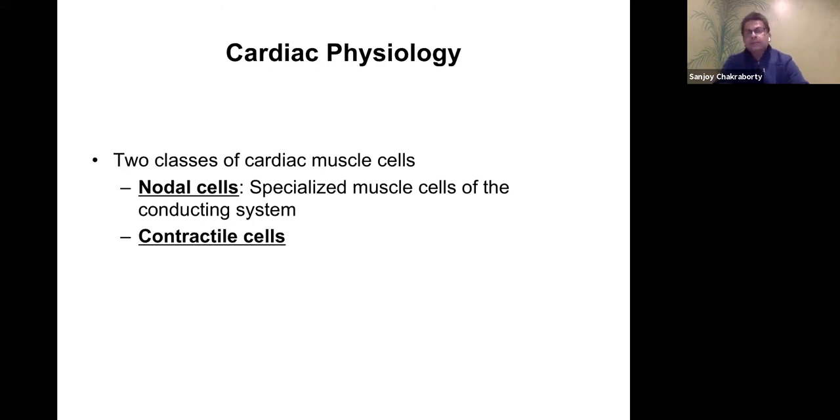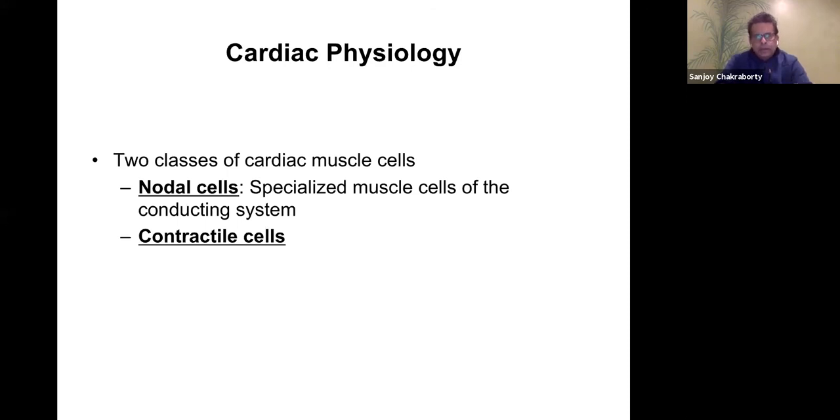That doesn't mean the brain does not send a signal. The brain does send a signal. We are going to learn that later on. But they don't need it. They can do it on their own, which is why it is known as autorhythmicity. I mean, automatically they can produce a rhythm of cardiac contraction and relaxation.